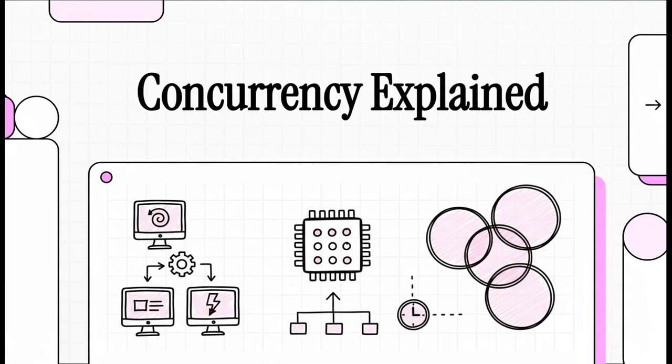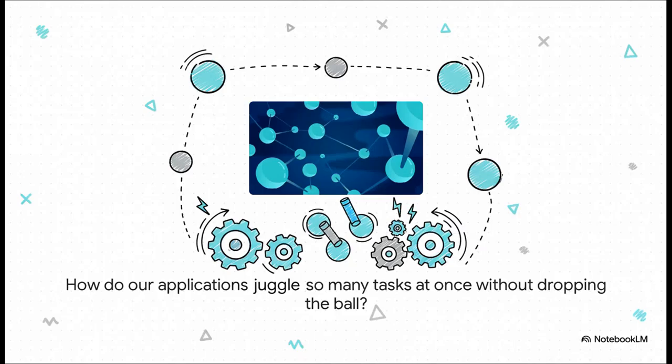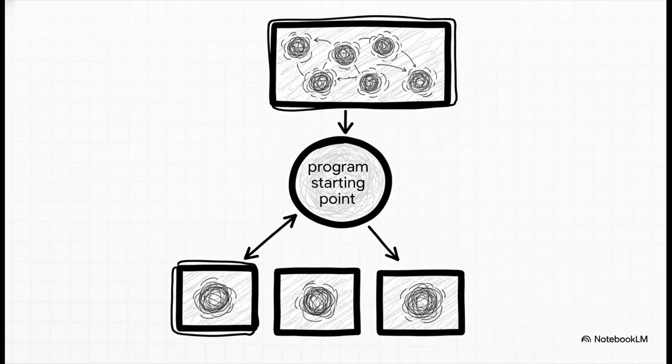Okay, so how does your computer do a million things at once without breaking a sweat? Let's get into it. You expect your apps to be super fast and responsive, right? Well, this is the magic that makes it happen. The two big ideas are multithreading and multiprocessing. But first, what's a process and what's a thread?